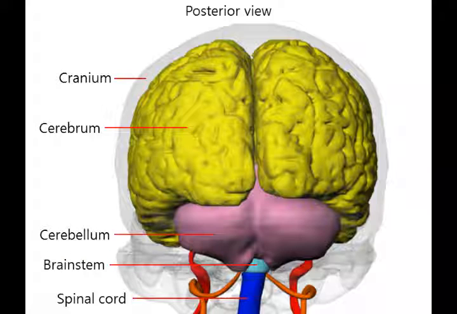These important parts are protected by the skull, but if you hit your head harshly, they can be damaged. You should not hit a person's head even for joking purposes.